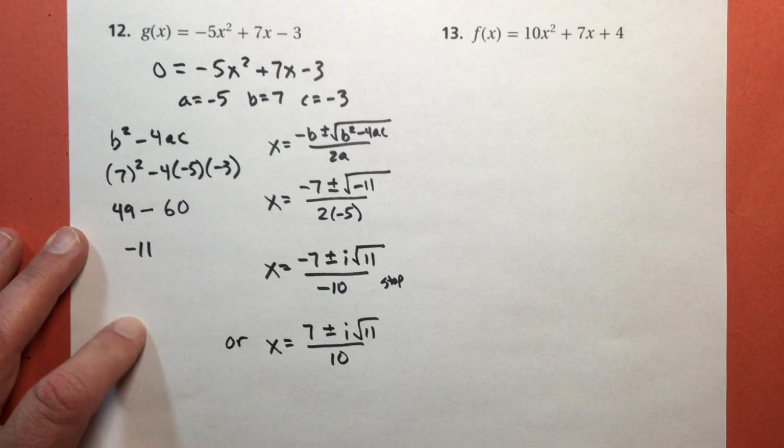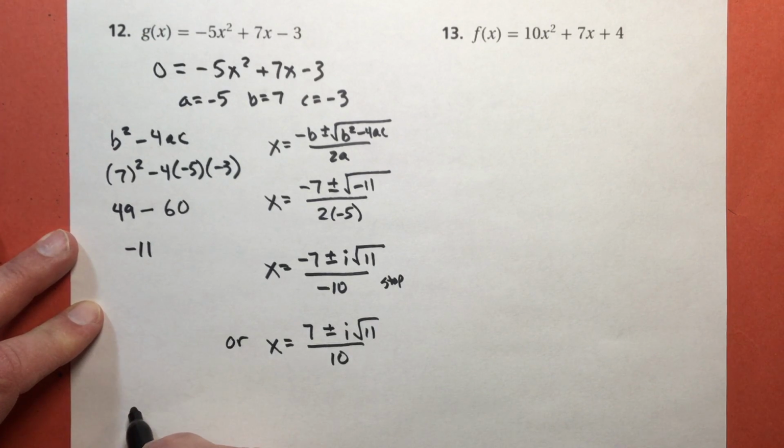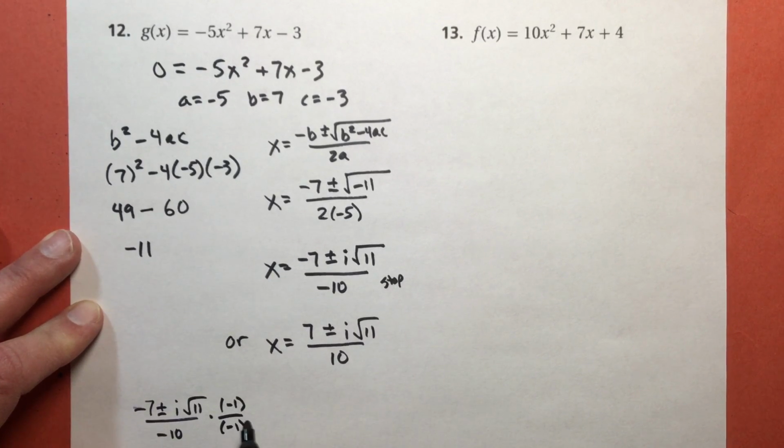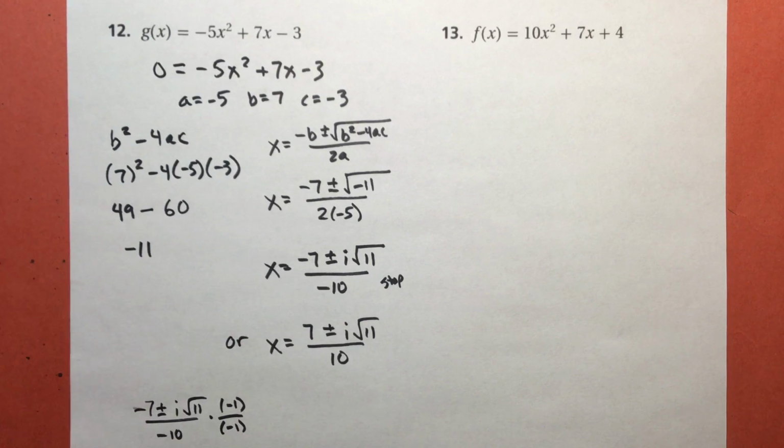All right? Just multiply, I'll write it down here. -7 plus or minus, and don't forget the plus or minus means you've got two of them, so you have to do them separately. i times the square root of 11 over -10. Multiply the top by -1 and the bottom by -1. That changes that to +7. That changes the positive to the negative. And the next time I do it, the negative to the positive, and that changes that to +10.